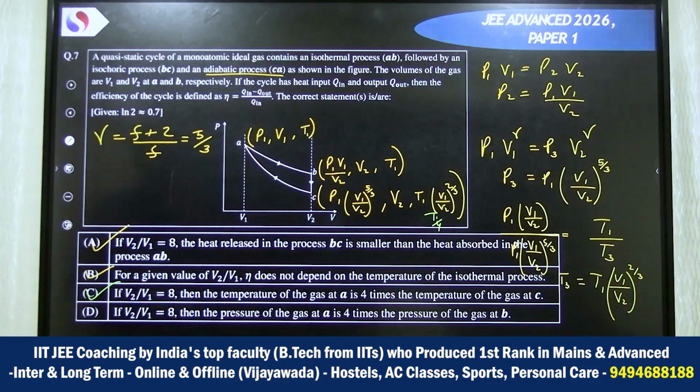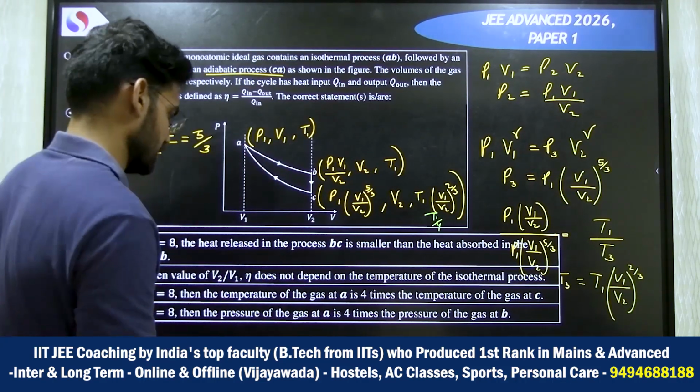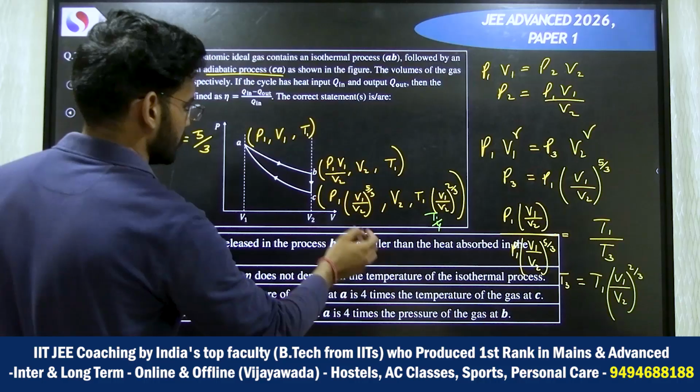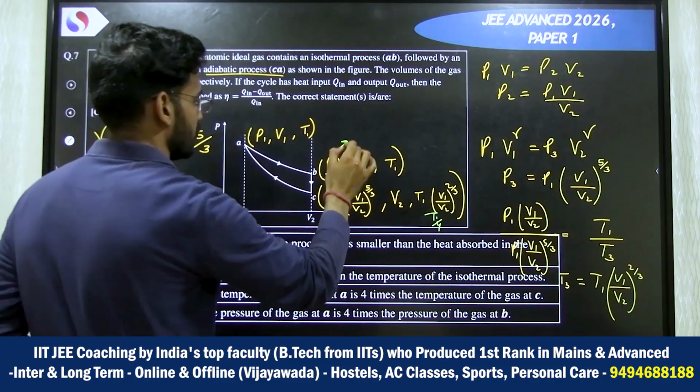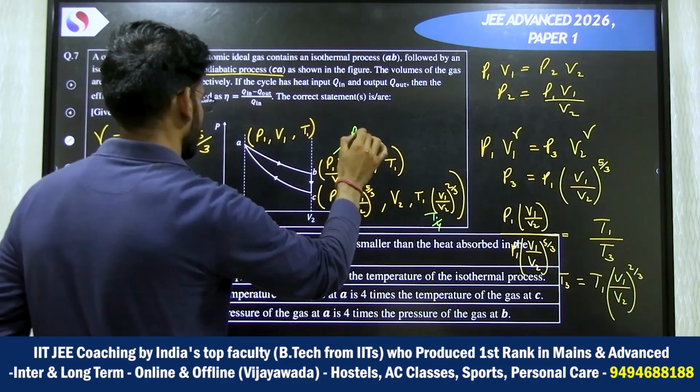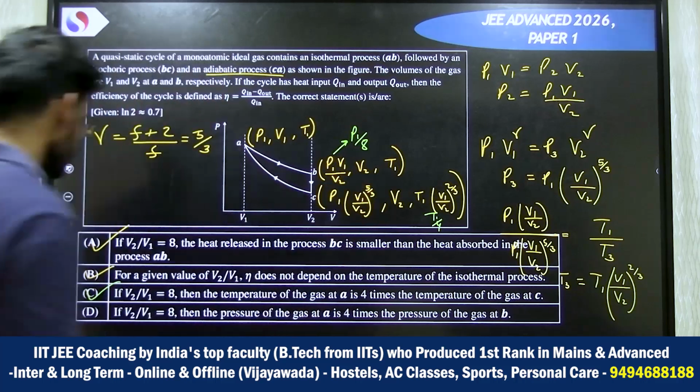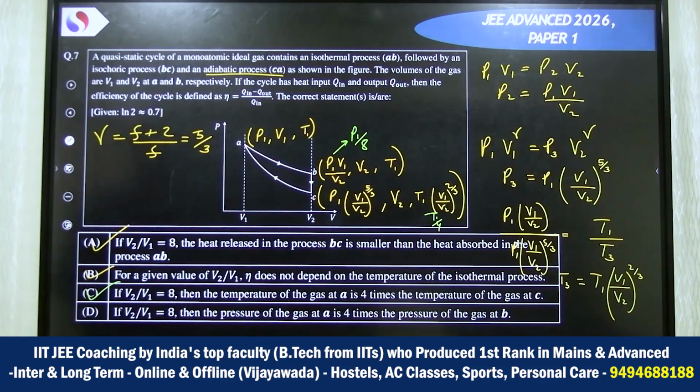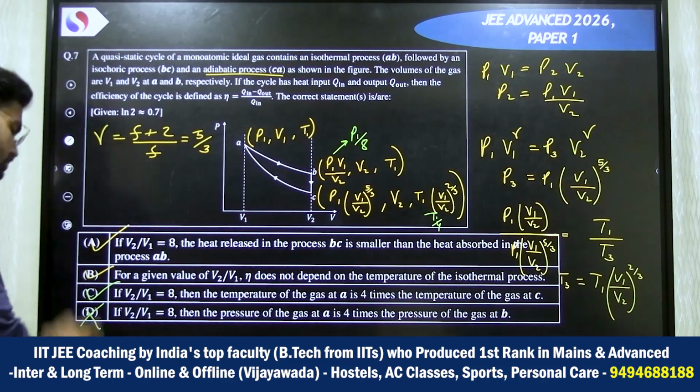Option D, V2 by V1 is 8. Then the pressure of the gas at A, pressure is P1, is 4 times the pressure at B. So B will be what? V1 by V2, P1 by 8. Yes or no? So not 4 times. So D option is wrong.